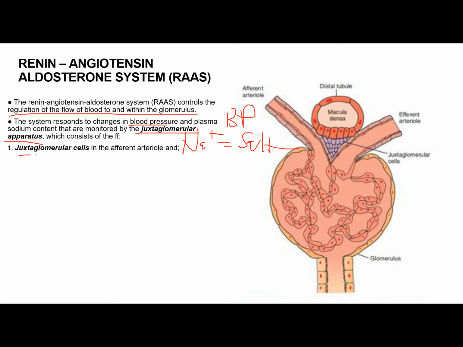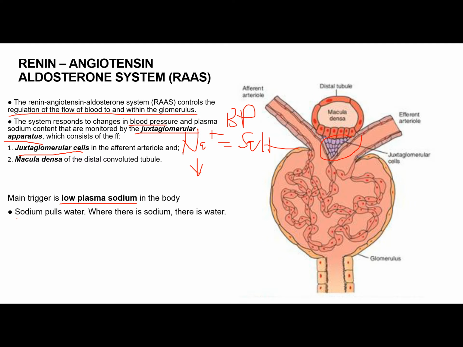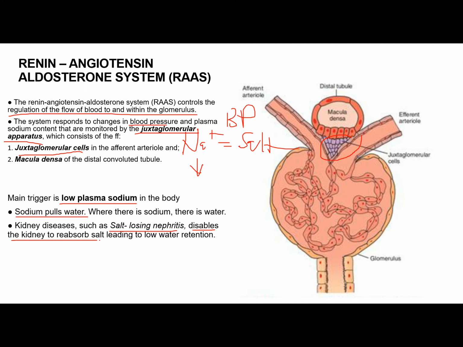So meron siyang juxtaglomerular cell. So ito yung mga juxtaglomerular cell found in the afferent arteriole and the macula densa of the distal convoluted tubule. Main trigger is low plasma sodium. So kapag mababa ang sodium content, salt content ng body nyo, the RAAS system will activate. Ang mangyayari kasi class, sodium would pull water. Where there is sodium, there is water. Kidney diseases such as salt-losing nephritis would disable the kidney to absorb salt, leading to low water retention.